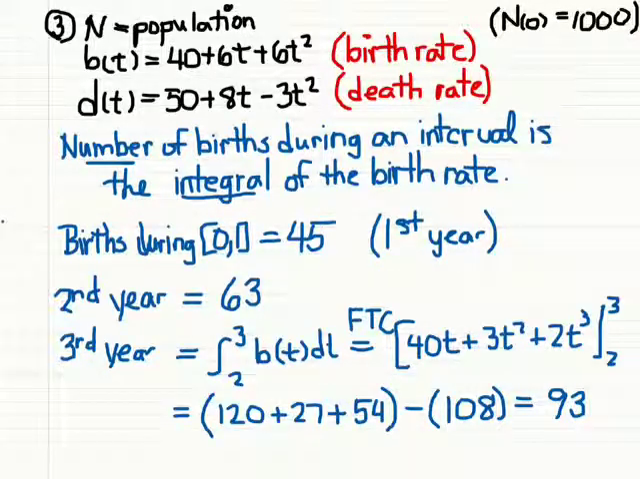To calculate the number of births in our third year, we use the interval from 2 to 3. We integrate our birth rate times the time. Rate times time gives the number. The fundamental theorem of calculus turns that definite integral, which is the limit of a Riemann sum, into evaluating the antiderivative at 3 and at 2 and finding the difference. Plugging in 3, I get 120 plus 27 plus 54. Evaluating it at 2, which we did in the last step, we had a value of 108. Find the difference, 93. There were 93 births during the third year.